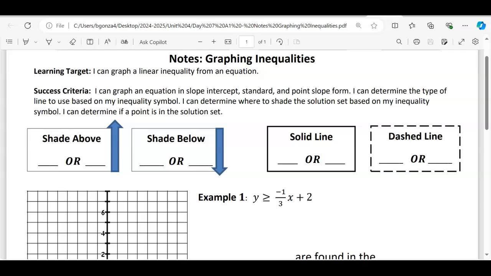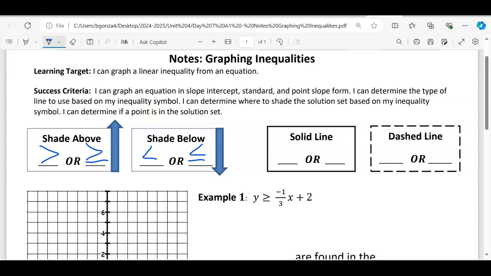Inequalities, greater than, less than, right? When you graph them, there's going to be shading. It's going to be shaded above or shaded below, okay? So when it's shaded above, it's going to be either greater than or greater than or equal to. That's when you shade above the line. It's going to be below the line when it's less than or equal to.